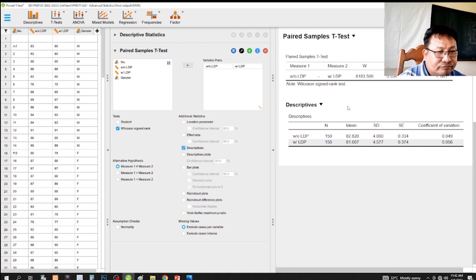As you can see from this test, there is a significant difference because the p-value is 0.001. So in APA format, we can say that a Wilcoxon rank test indicated that without LDP was statistically higher than with LDP because Z is 5.534 and the p-value is less than the alpha, which is 0.05, and its value is 0.001.